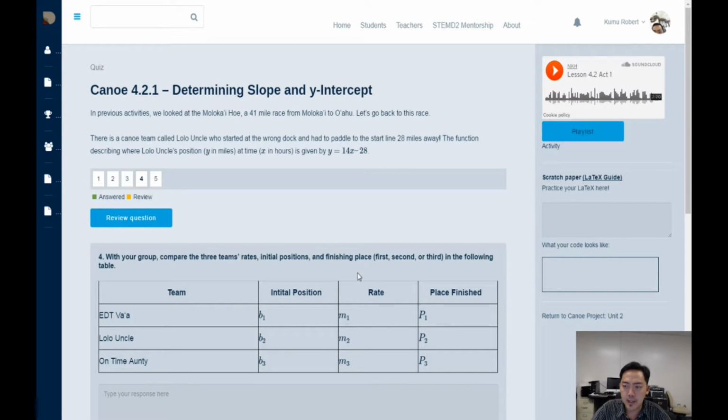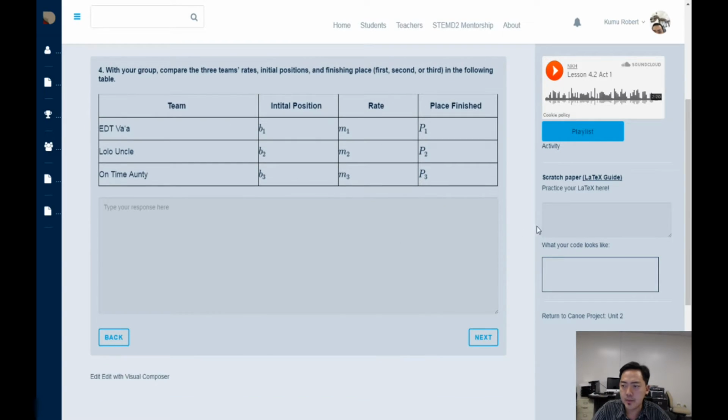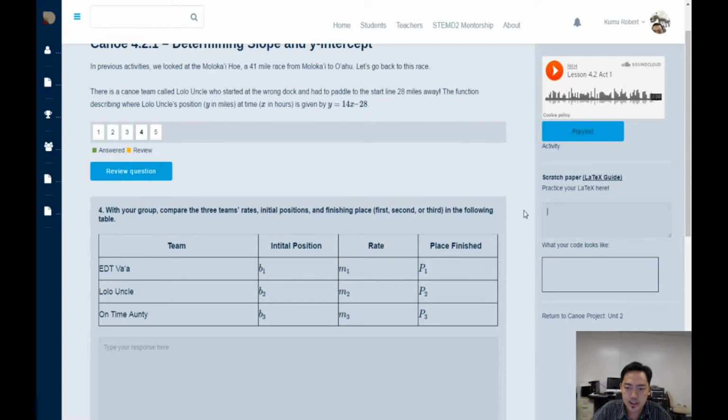Once again, we can answer in LaTeX, but we don't have to. If you want to talk about the initial position of Uncle Lolo, we can type in B sub 2 equals negative 28. When the students type this and submit it here, you as a teacher will see this. Alright, that's it for this activity. Please go ahead and pause the video and review and reflect on it.